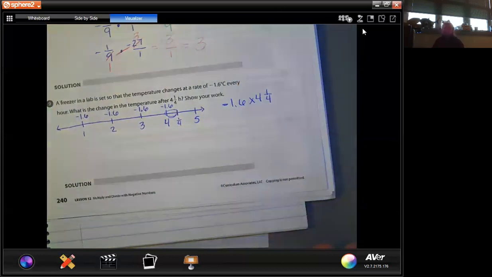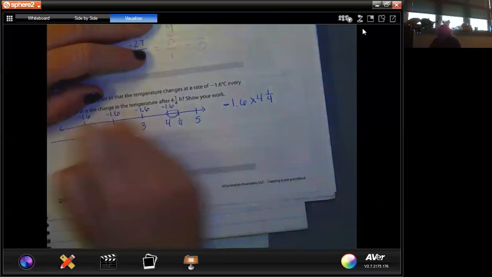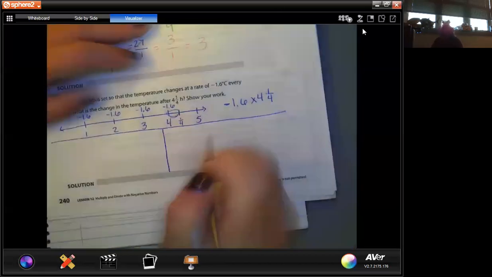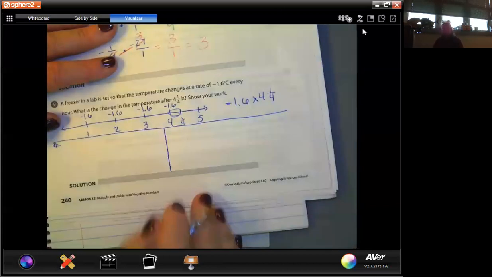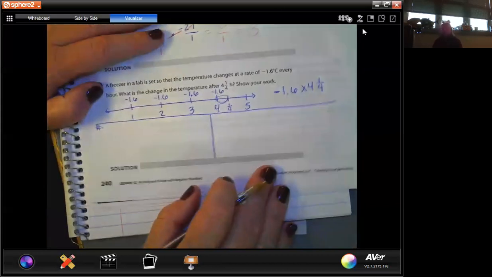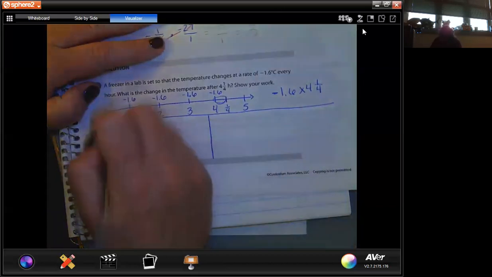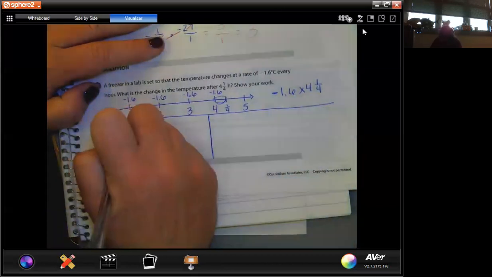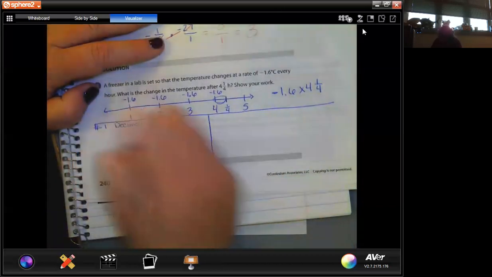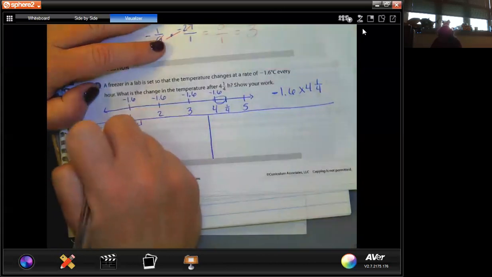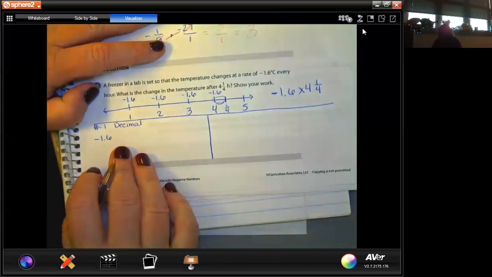Now, here's the issue that we have. One's a decimal and one's a fraction, a mixed number. And we can't multiply those together unless they're in the same form. Well, here's your 2 methods. Method number 1, you change them both into decimals. We already know that negative 1 6/10 is a decimal.